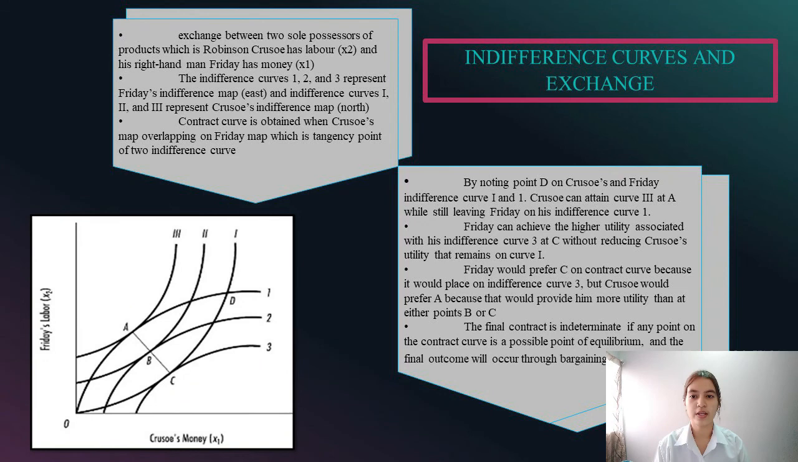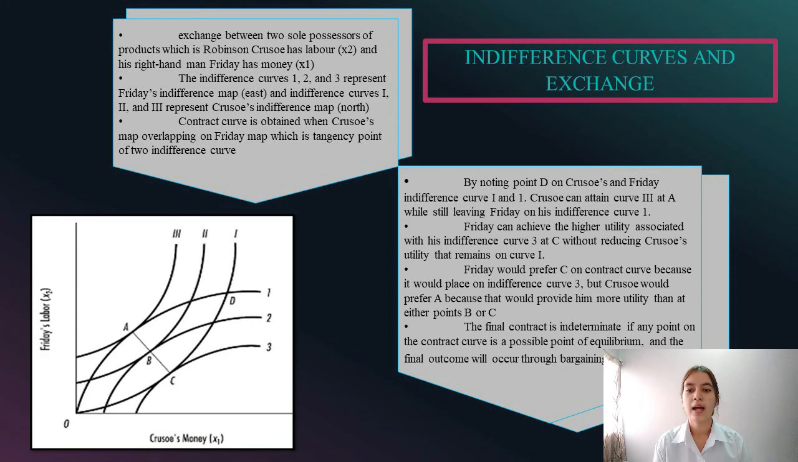For indifference curves and exchange, Edgeworth drew his indifference curves and used this graph to analyze an isolated exchange between two sole possessors of a product: Robinson Crusoe, who has money for X1, and his man Friday, who has labor for X2. Friday of course desires some of Crusoe's money, and Crusoe desires to have the use of some of Friday's labor. The indifference curves 1, 2, and 3 represent Friday's indifference map, which is further to the east. The indifference curves with Roman numerals 1, 2 and 3 represent Crusoe's indifference map, which is further to the north.